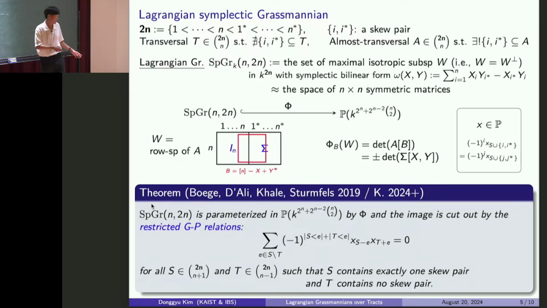Maybe you can just neglect that, sorry. Yep. So here, S must be an n plus 1 element subset which contains exactly one skew pair, and T contains no skew pair. And then S minus e must be either transversal or almost transversal, and also the same for T plus e. It must be transversal or almost transversal.